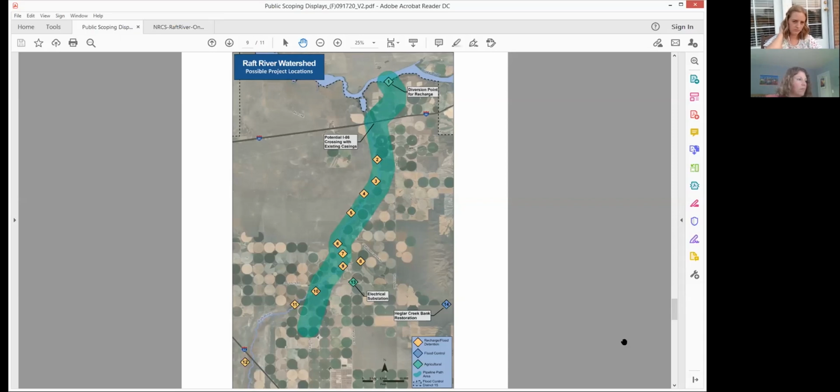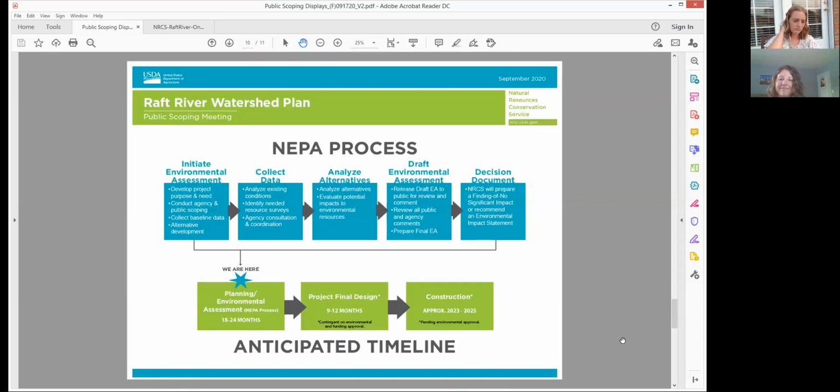And then that takes us to Derek's slide. So this is the NEPA process. This is the environmental review process that we'll be following during this phase of the project. The environmental assessment takes approximately 18 to 24 months. We're in the initial phase of that process, which includes developing the project purpose and need, and then conducting public scoping, which is what we're doing tonight, and we'll have a public scoping period and public comment period for the next 30 days.